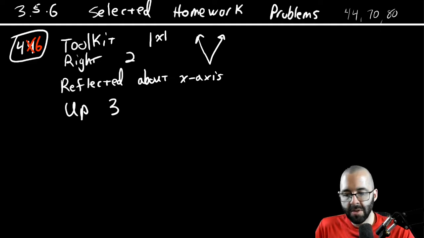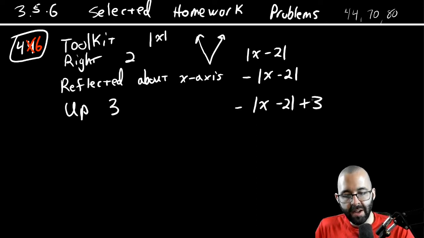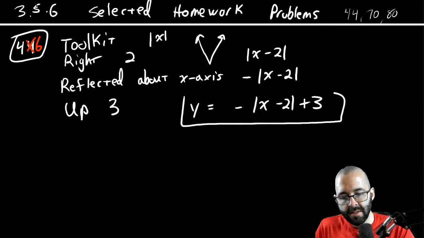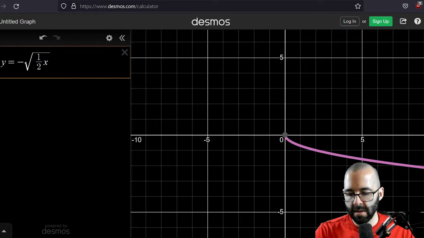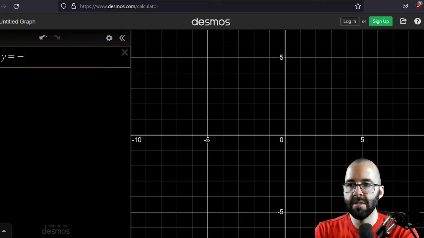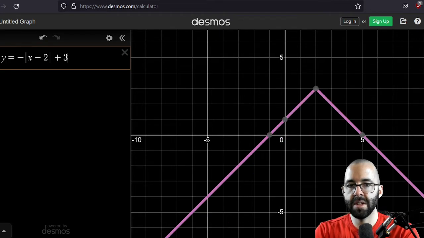So if we do that, let's just do things one at a time. Right 2 means subtract 2 on the inside. Reflected about the x-axis, that's a vertical change. The negative goes on the outside. And up 3 means a plus 3 on the outside. And this should be our answer. Let's check our work. We have negative absolute value of x minus 2, plus 3.